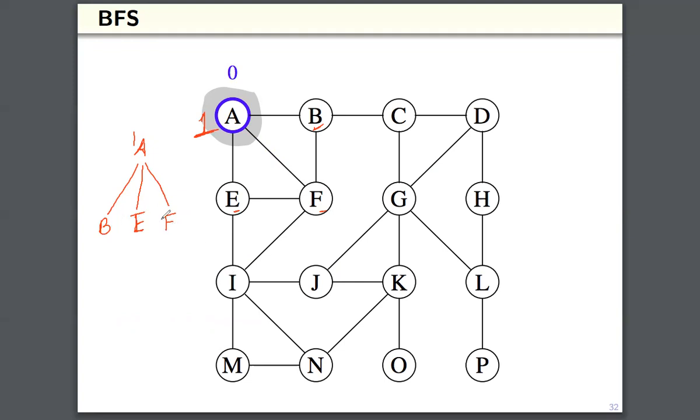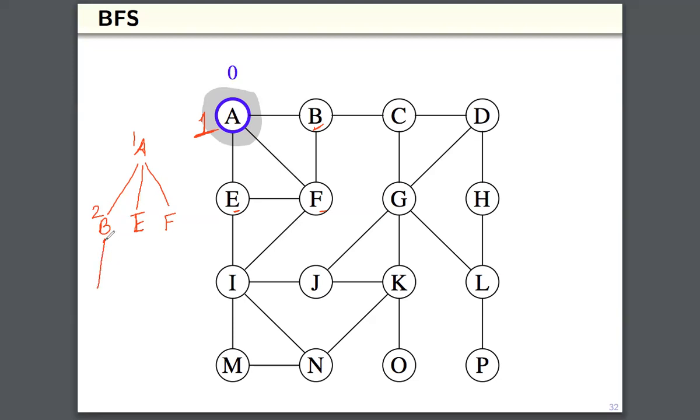So B, E, F are the child nodes of A, and all these are unvisited, right? So we will add them to the queue. Next, what else do we do? We will go to B. So you visit this, increment the count, mark B with 2, and then what do you do?